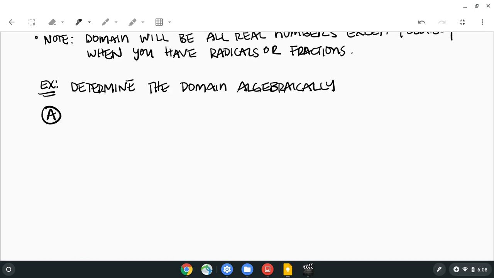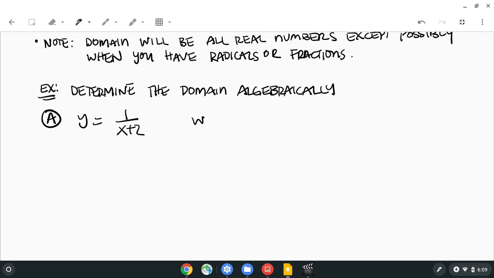All right, so this first example. Here, y equals 1 over x plus 2. We do have a fraction, so we don't want to end up with our fraction being undefined. We get undefined when the denominator is 0. So over here, we need to find out when the denominator, which is x plus 2, equals 0. Or you can say we don't want it to equal 0.